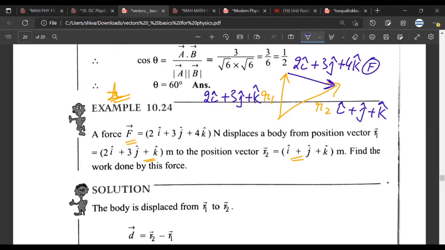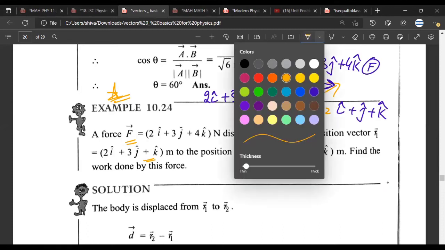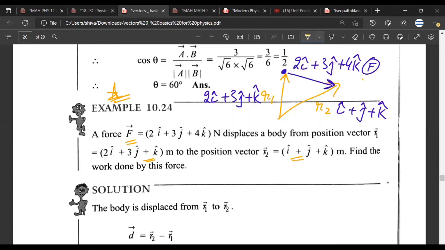This force vector, what it did was the object was lying here at the position 2i plus 3j plus k. This was the first position, P1. Let us call this O. To the position vector R2, this is the second position. And now we have to find the work done. Ms. Avantika, have you understood the question or not? Samjha, sir. Okay.